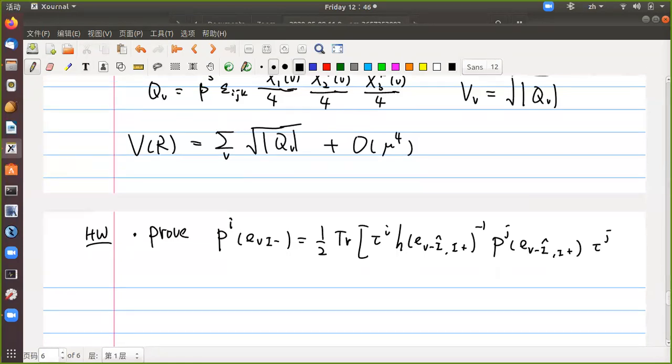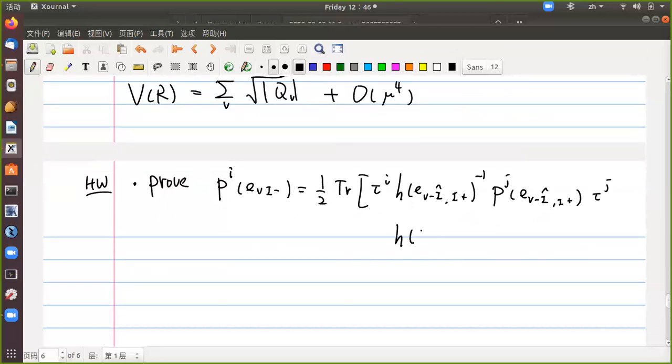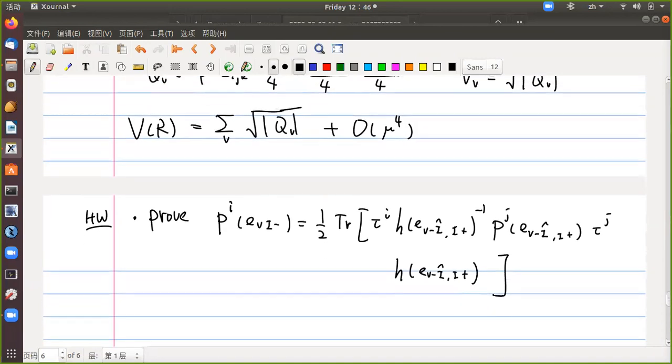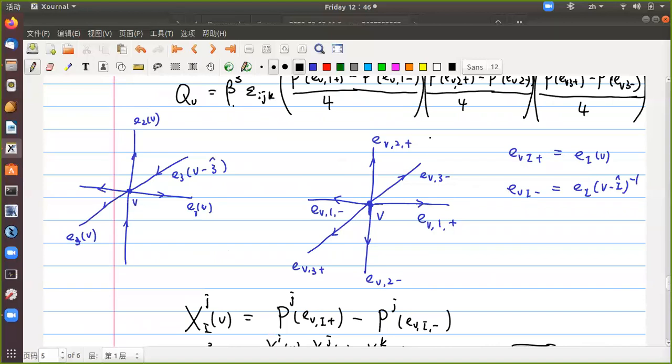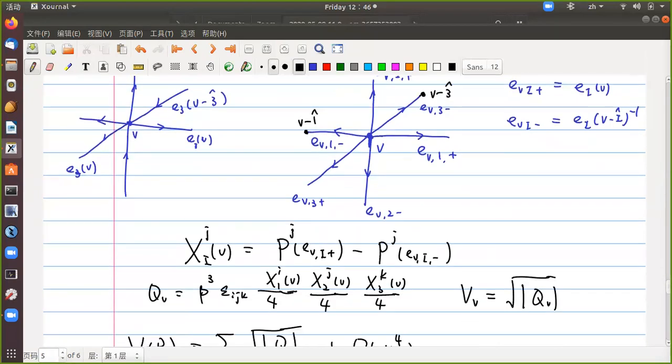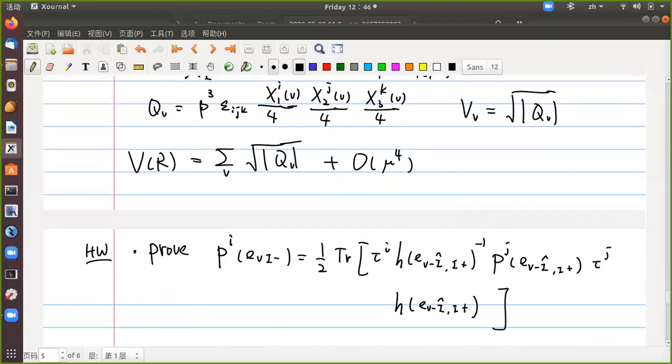Okay. Now the space, and then the H minus I hat. Well, what is V minus I hat? So this is this vertex. This vertex, this is V. This is V minus 3 hat. And this vertex is negative direction. So this vertex is V minus 1 hat. So we label edges in this way, vertices in this way.